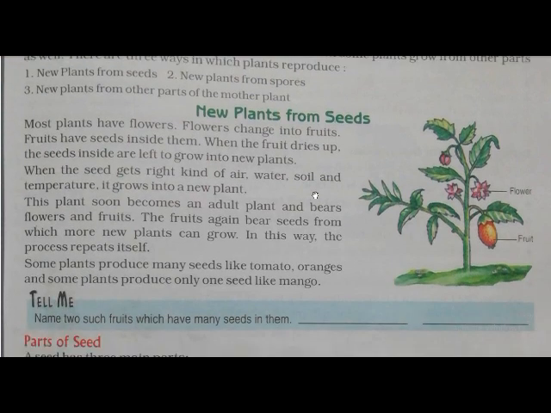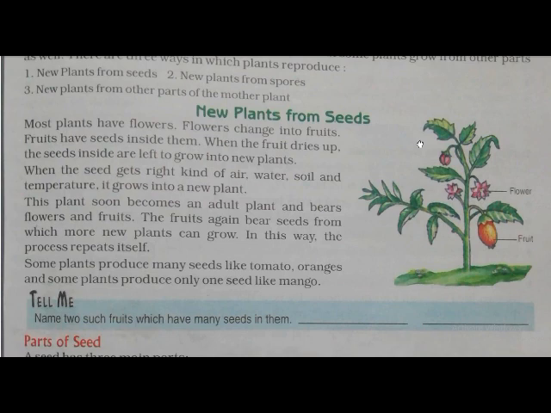Next, new plant from seeds. Most plants have flowers that change into fruit, and have seeds inside them. When the fruit dries up, the seeds inside are left to grow into new plants. When the seeds get the right kind of air, water, soil and temperature, it grows into a new plant. This plant soon becomes an adult plant and bears fruits and flowers. The fruits again bear seeds from which more new plants can grow. In this way, the process repeats itself.